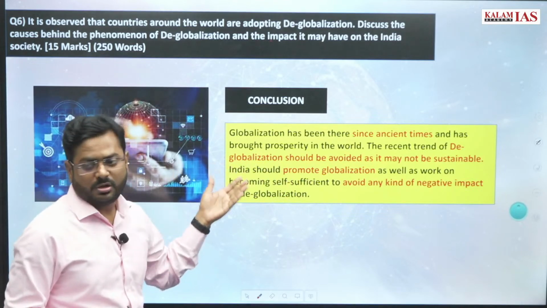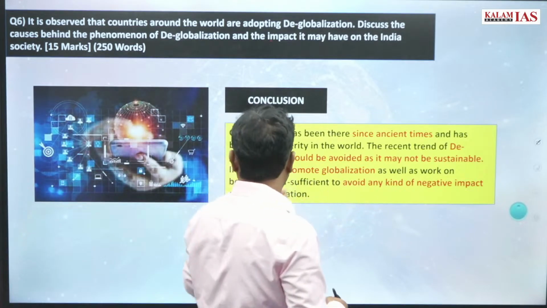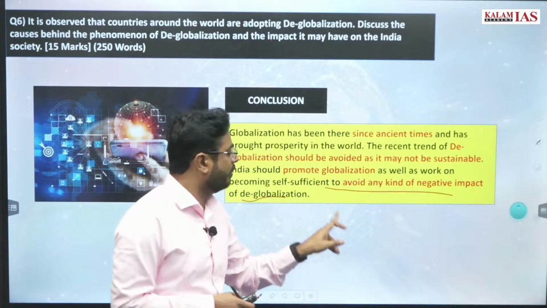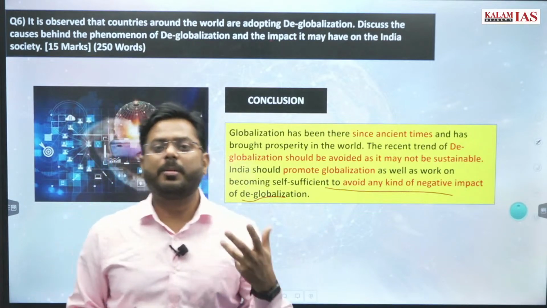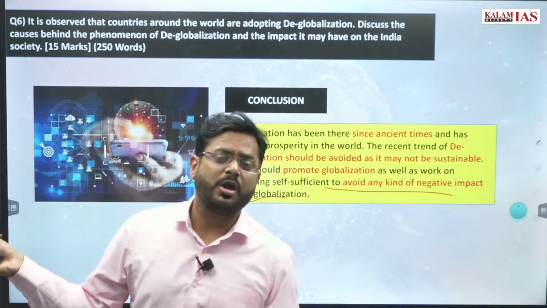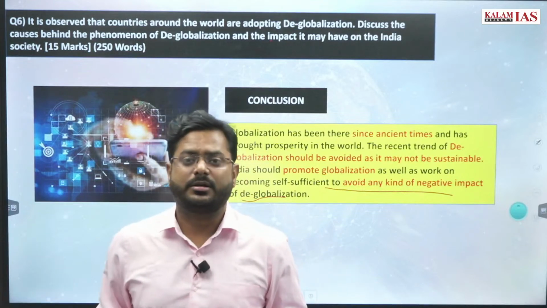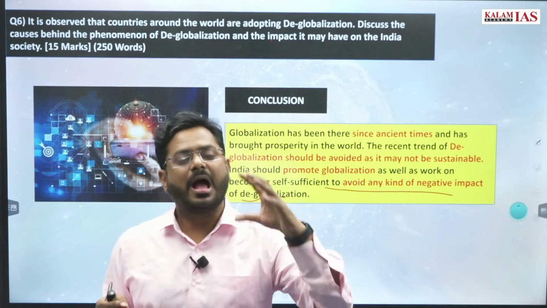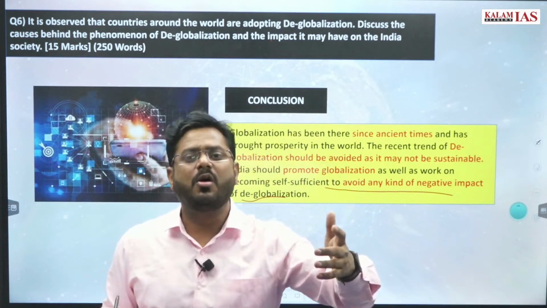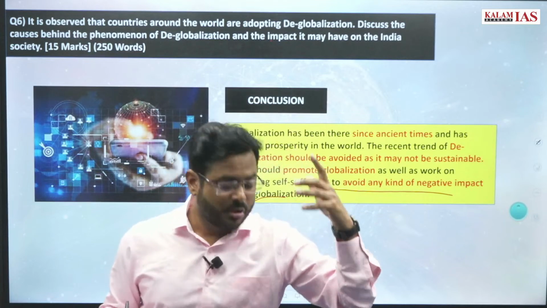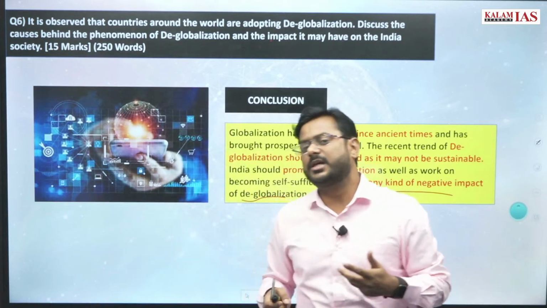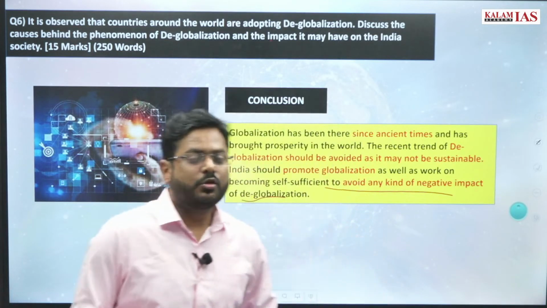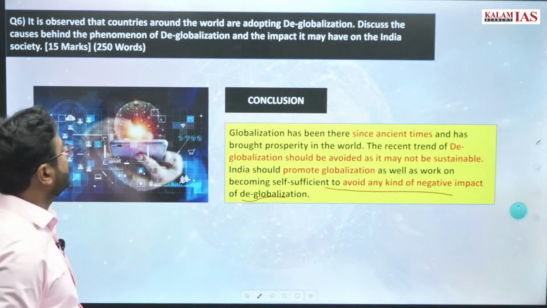India should promote globalization as well as work on becoming self-sufficient to avoid any kind of negative impact of the deglobalization. India should promote globalization, but if the whole world is going for deglobalization, you cannot control it. What power does India have? In that case, make yourself self-reliant, make yourself self-sufficient, so that even in case of deglobalization your economy does not get hampered, right? So this you have to write in this question.